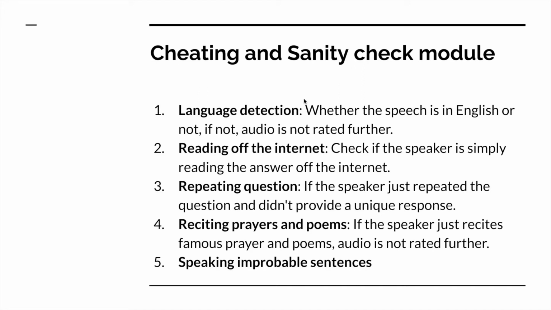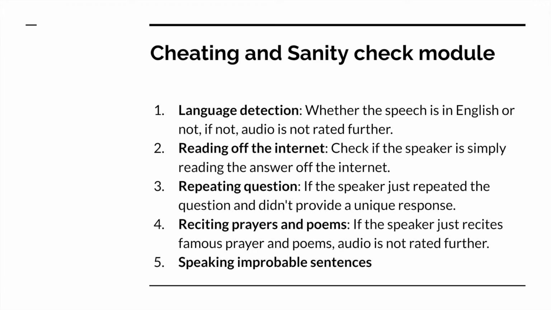In the cheating and sanity check module, we have 5 checks. First, language detection: whether the person is speaking in English or not, and if not, the audio is not rated further. Second, reading off the internet: whether the parts of the response that a person has given are directly available on the internet or not, and if yes, those responses are marked as unrated. Third and fourth are something that we found in our dataset, which are repeating the question and reciting famous poems and prayers. So if a person repeats the question or recites a famous prayer or poem, we compare the transcript with these sources, and if it is found, then those responses are marked as unratable.